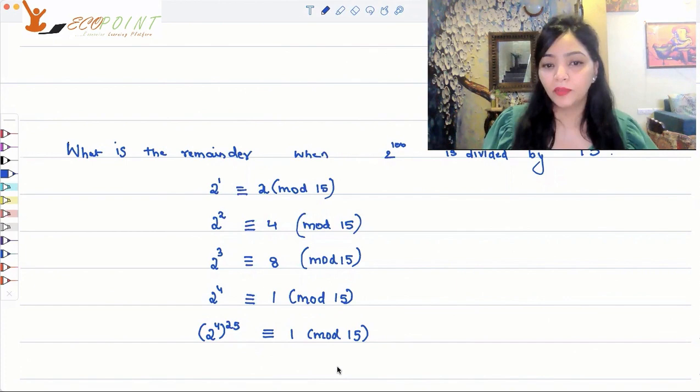This is going to happen because 2 to the power 4 to the power 25 minus 1 will be divisible by 15. Hence, 2 to the power 100, when divided by 15, will give you remainder 1.